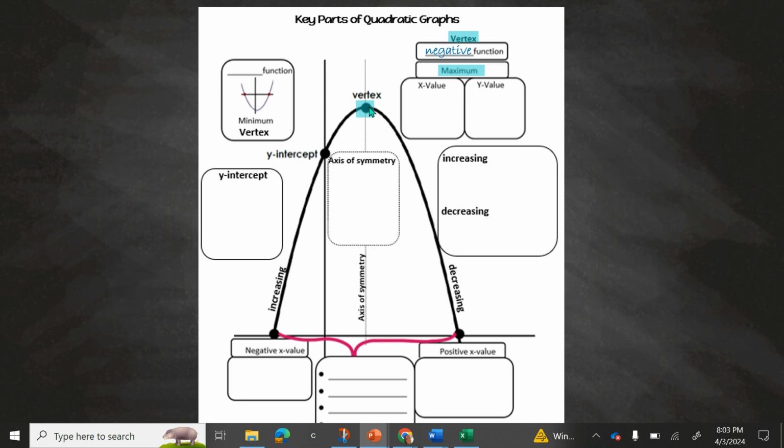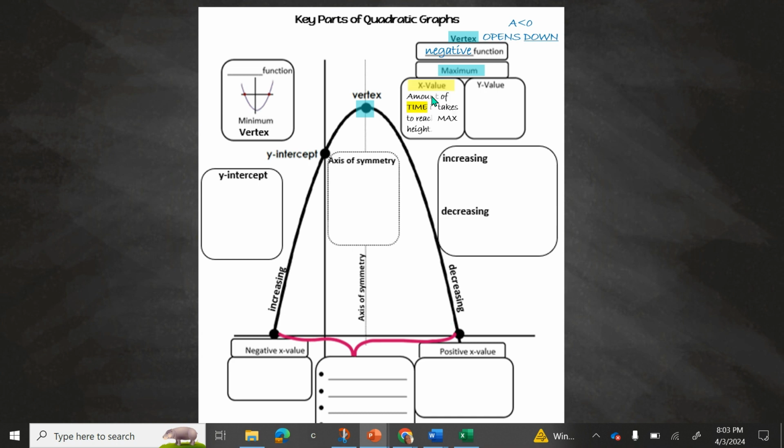So this maximum value occurs when we have an a that is less than 0, meaning our a is a negative number. Okay, so if we're looking at a quadratic function, if our a is negative, the parabola will be opening down and we have a maximum.